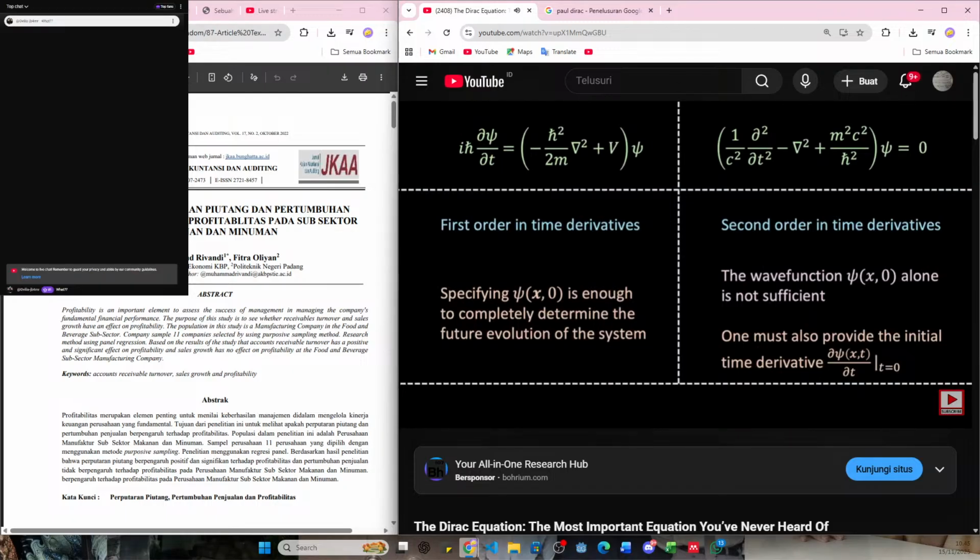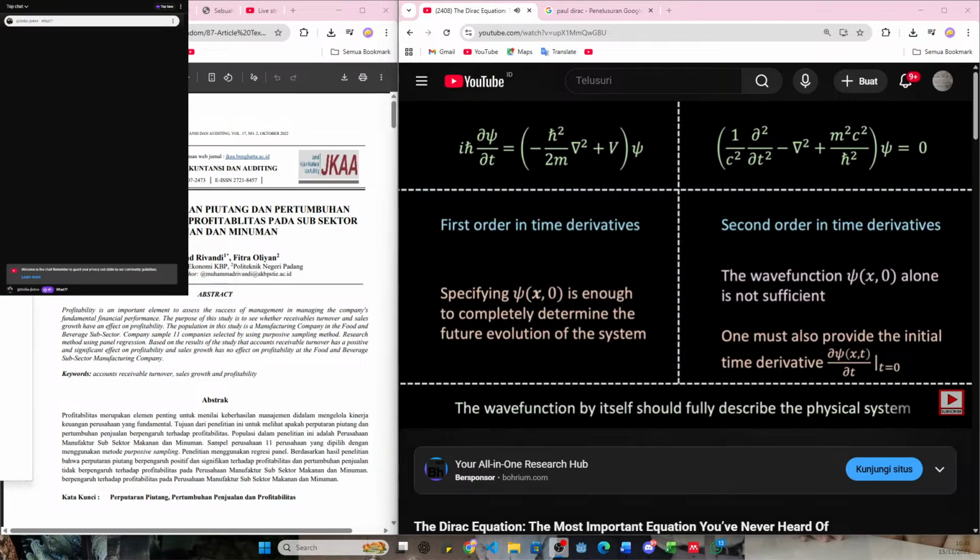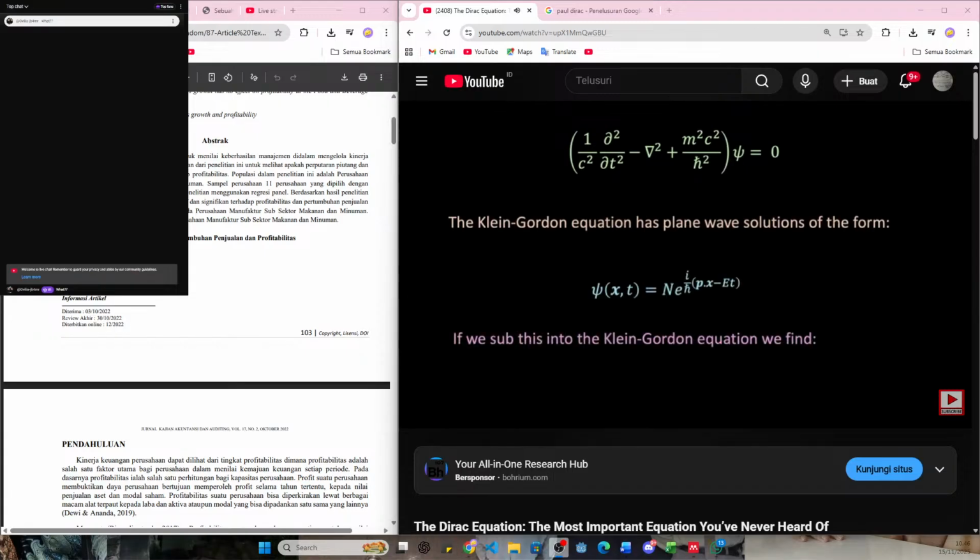which is inconsistent with one of the central principles of quantum mechanics, that the wave function by itself should fully describe the physical system. But this isn't the only issue. Another significant issue arises when we consider solutions to the Klein-Gordon equation. For example, the Klein-Gordon equation has plane wave solutions of the following form, and if we sub this into the Klein-Gordon equation and rearrange slightly, we find the following expression.